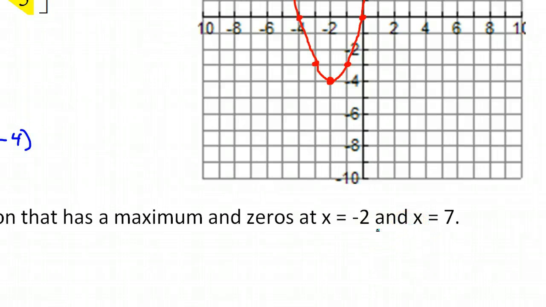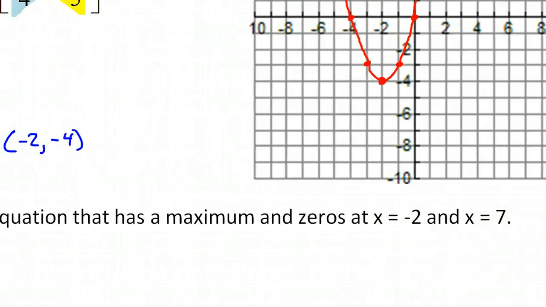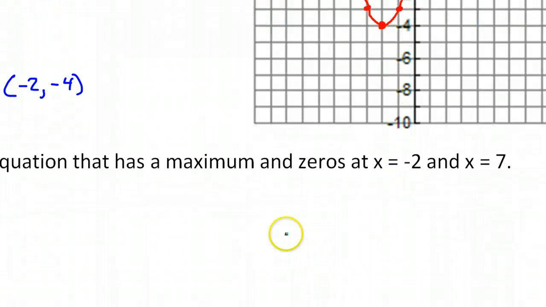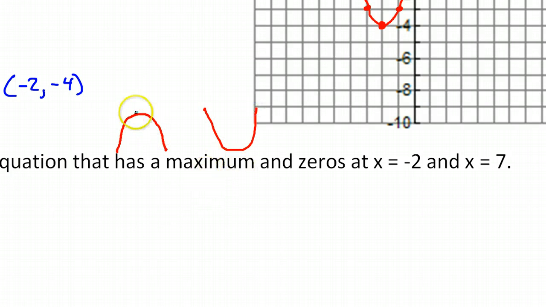If it has a maximum, then that means that it must be upside down. Okay, so parabolas either go like this or they go like this. If it has a maximum, then it must be an upside down function. Alright, if it's an upside down function, then there must be a negative in the front. Alright, that's how we know it faces upside down.